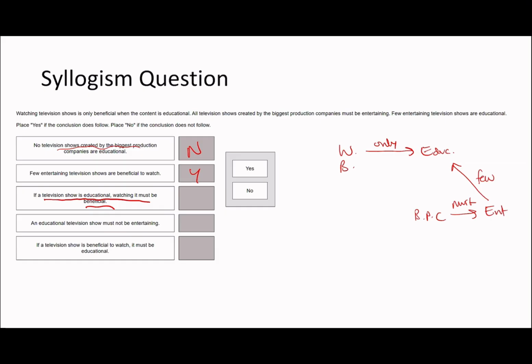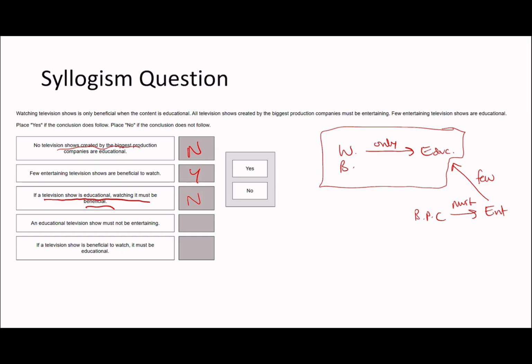So what I do here is I create a hypothetical where I say, let's say there is a TV show that's educational, but watching it is not beneficial. And that's fine. It still fits with this diagram. It might seem a little bit weird, like surely it doesn't fit because watching TV shows is only beneficial when the content is educational. But it does fit, because I'm saying that there is an educational program which actually is not beneficial to watch. But that wouldn't make the statement wrong, because the statement says anything that is beneficial to watch is educational. That would still be right. It's a weird one, but this is what you have to get used to learning and figuring out.